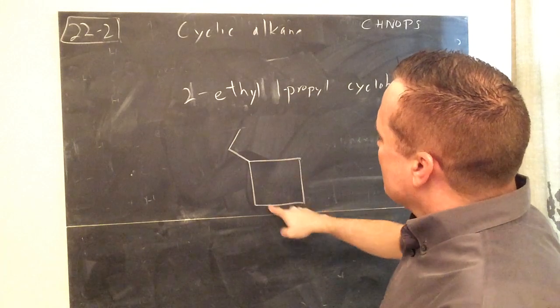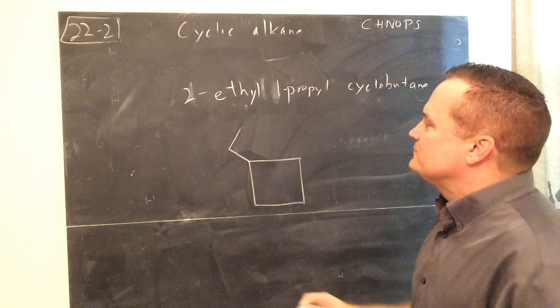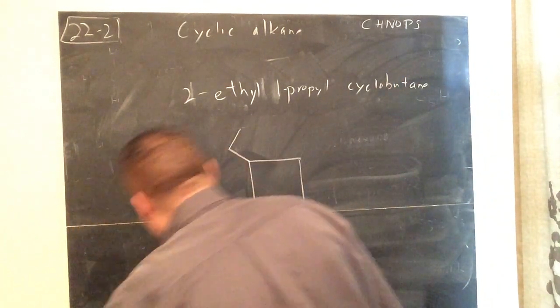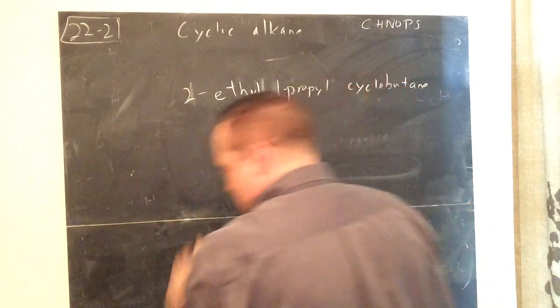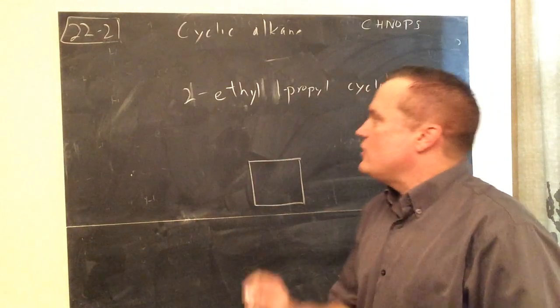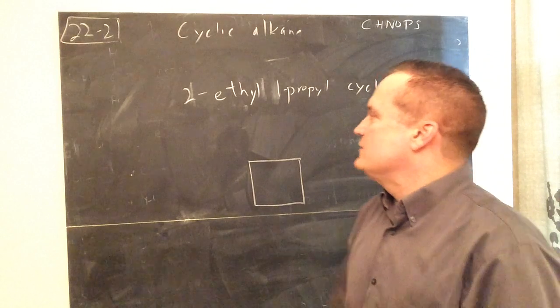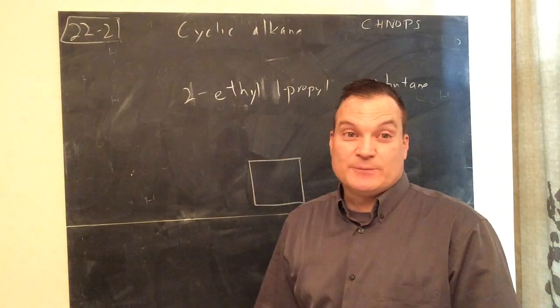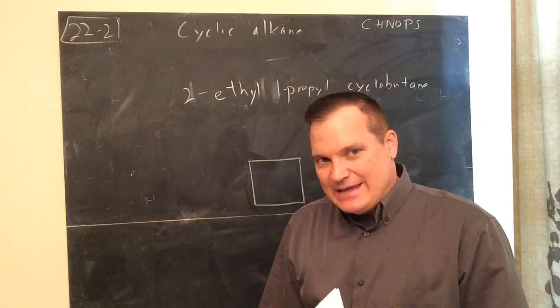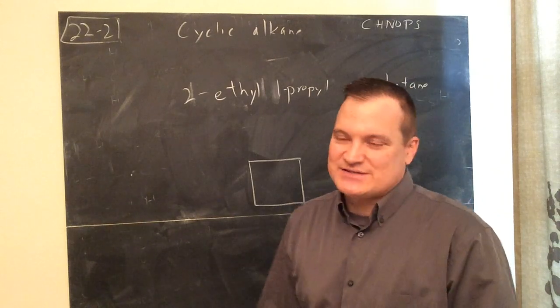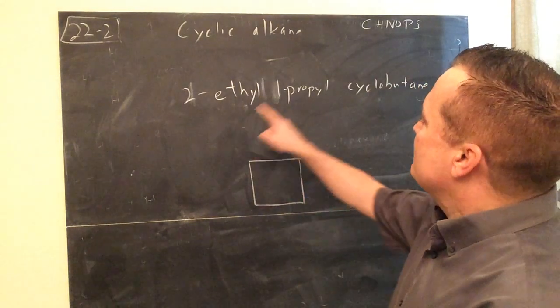Let me start it over again. Draw 2-ethyl, 1-propyl cyclobutane. There's no such thing as 1-ethyl, 2-propyl. That's the incorrect name of that compound. So a lot of this craziness goes in. But 2-ethyl, 1-propyl.